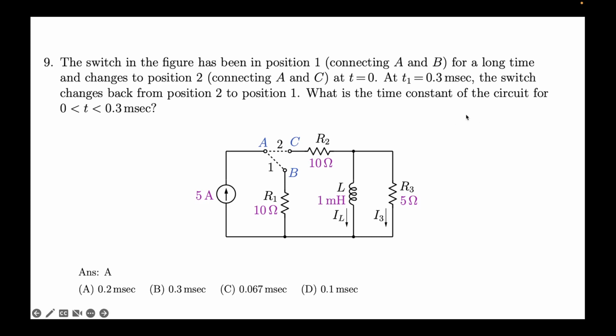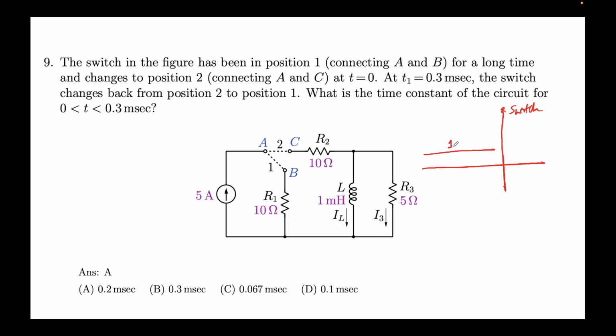This is the problem that you can see on your screen. For the last set of problems, this is the problem statement. The question says, be careful now in following it. The switch in the figure has been in position 1, connecting A and B, for a long time. So I'll draw the corresponding switch positions with respect to time. This is the switch, and it is in position 1 for a long time.